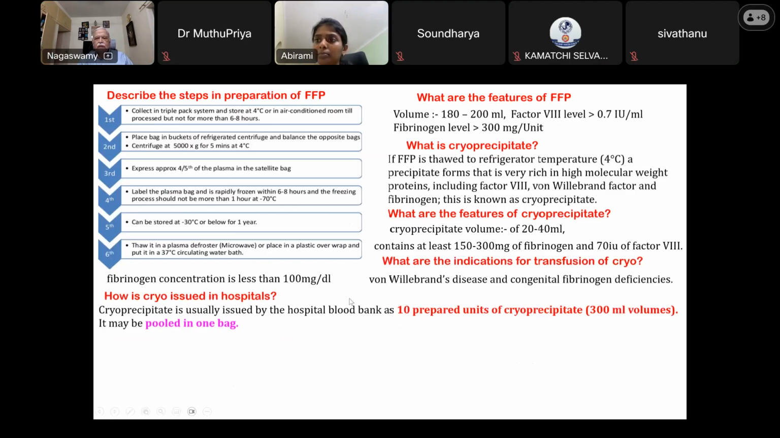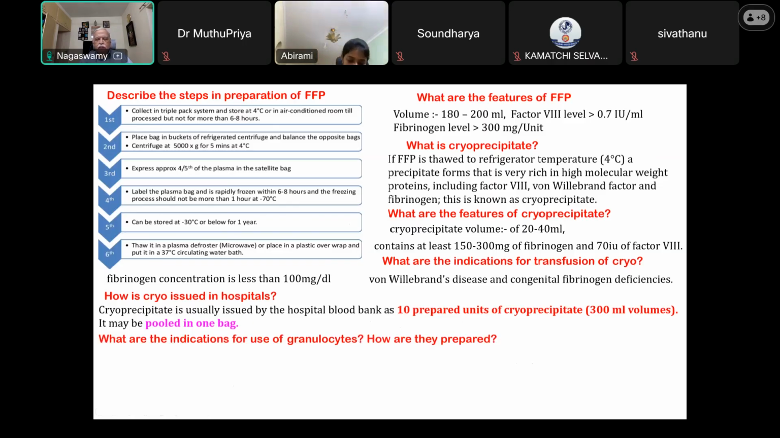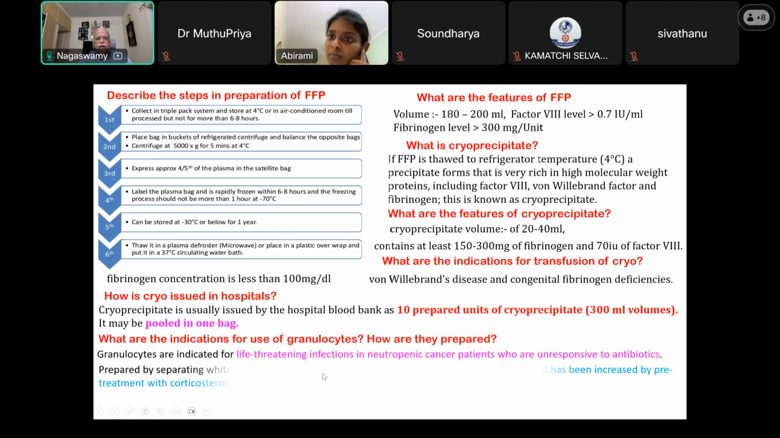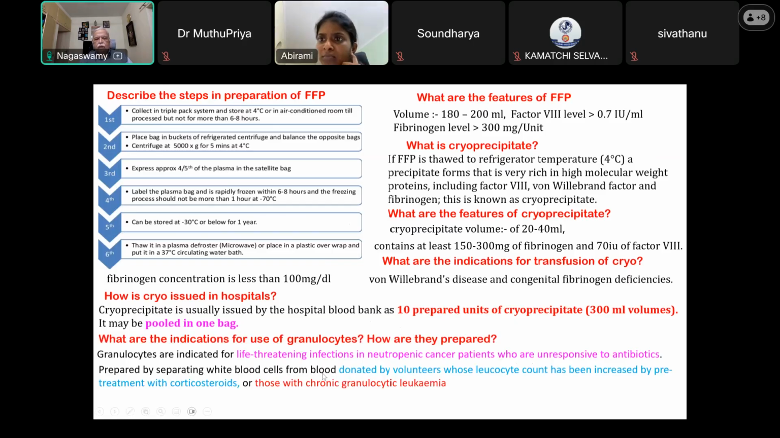So 10 prepared units of cryoprecipitate. Usually the cryo is issued as 10 prepared units because the volume is very low. As I said, it is only about 10 to 20. You require 10 prepared units, which will have about 200 to 400 ml minimum in a pooled bag.